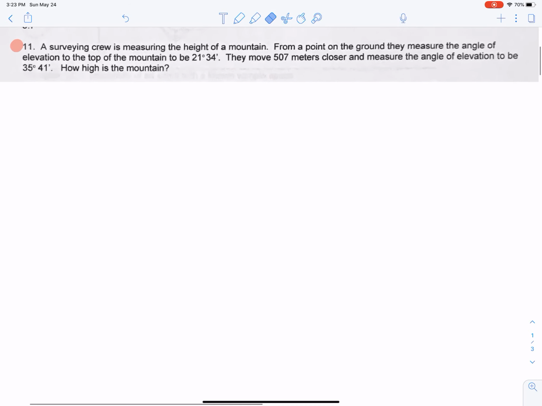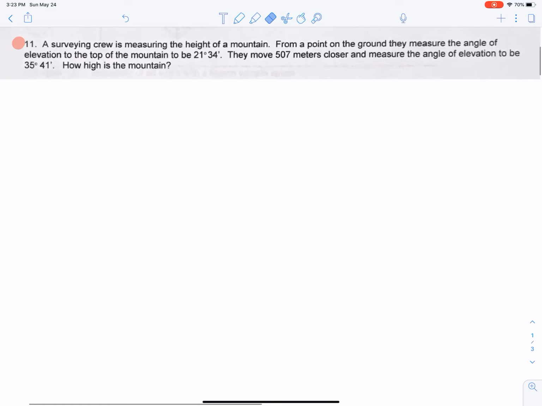I cropped it out so it's easy for us to see. A surveying crew is measuring the height of a mountain. From a point on the ground, they measure the angle of elevation to the top of the mountain to be 21 degrees 34 minutes. They move 507 meters closer and measure the angle of elevation to be 35 degrees 41 minutes. How high is the mountain?